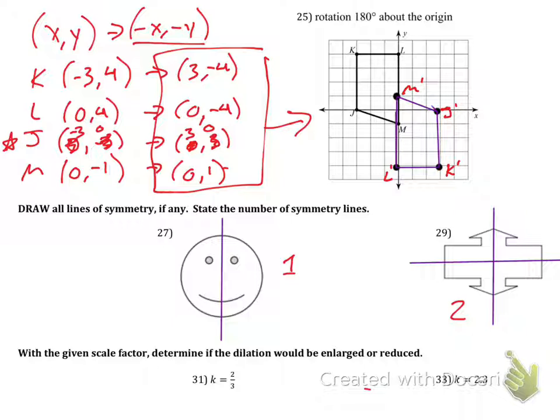31 and 33, given the scale factor, determine if the dilation would be enlarged or reduced. If it's less than 1, we know that the dilation is reduced. If it's greater than 1, we know that it's getting bigger, so it'd be enlarged. So 2/3 is less than 1, so that's going to be reduced. And then 33, 2.3 is bigger than 1, so that's going to be enlarged.